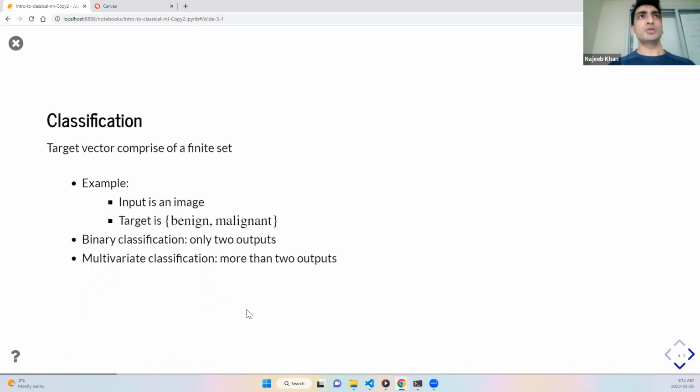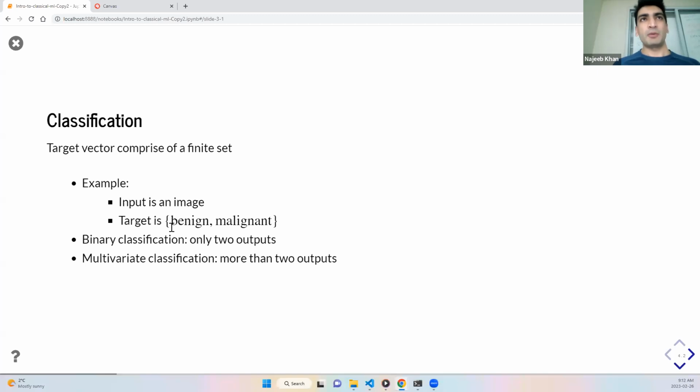So let's look into classification. We have already seen some examples of this, but let's say you have some input feature vector, say an image, and you have a target that comprises a finite set of elements. For example, in the example we saw previously, the input was an image and the target was either a benign or malignant label. So that's the basic classification problem.